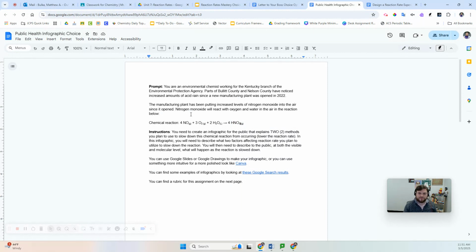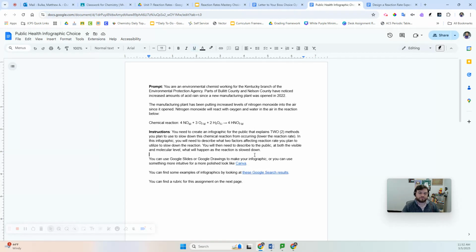Instructions: you need to create an infographic for the general public that explains 2 ways that you can slow down this reaction, right? So in the first prompt, you're using reaction rates to speed it up, and here you're using factors to slow the rate down, right? So you need to describe what two factors you plan to utilize to slow down the reaction, and then you need to describe in your infographic what this looks like at the visible level, what we would be doing, just experimentally, and then at the molecular level that we cannot see, what is happening to these collisions as we slow it down.